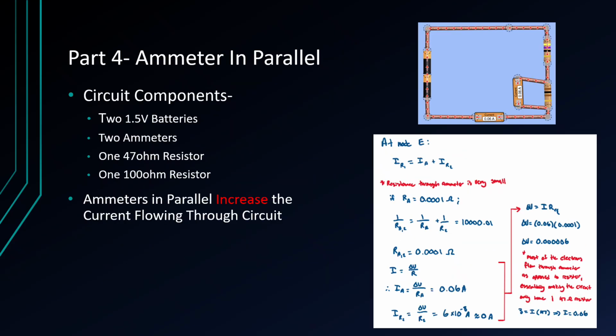And then part 4, we had an ammeter in parallel, and in doing so, we increased the current flowing through the circuit, and the math there shows why that happens. Essentially, because there's no resistance in the ammeter, the flow goes through the ammeter as opposed to the second 100 ohm resistor, and that decreases the total resistance and increases the current.